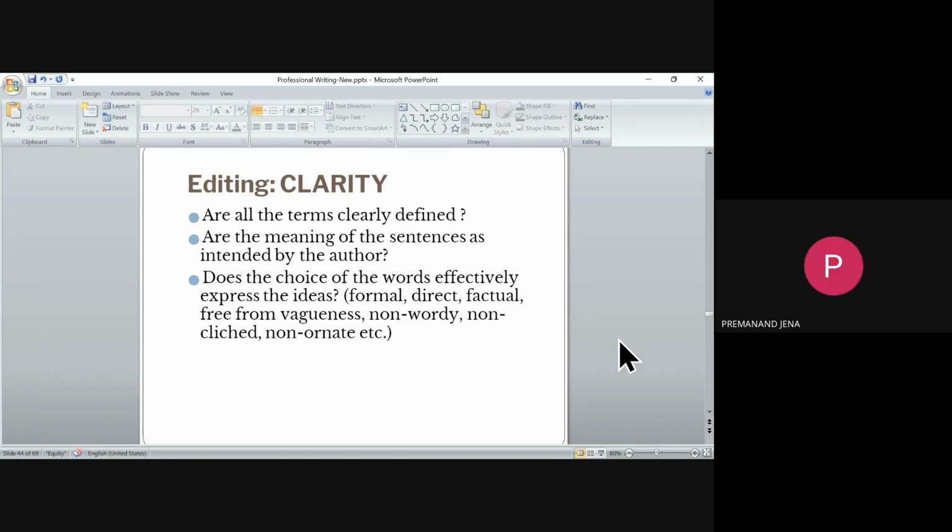Artificial words we actually create. That would be the last one, non-ornate, right? Non-wordy would be, see, there is something called wordiness in writing. Wordiness basically means when you write 10 words instead of the 5 words you should. The need was only to write 5. You could have very well written something in 5, but then you ended up using 10 words to write that.